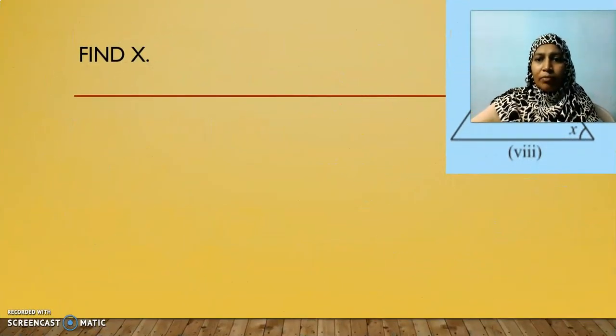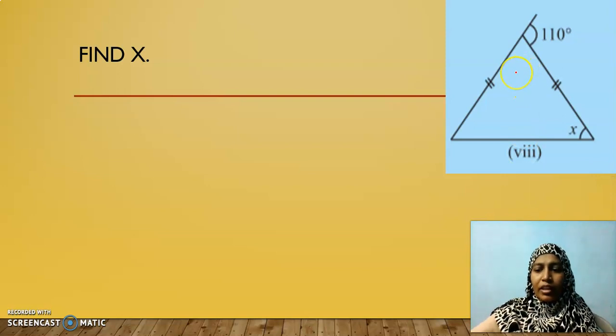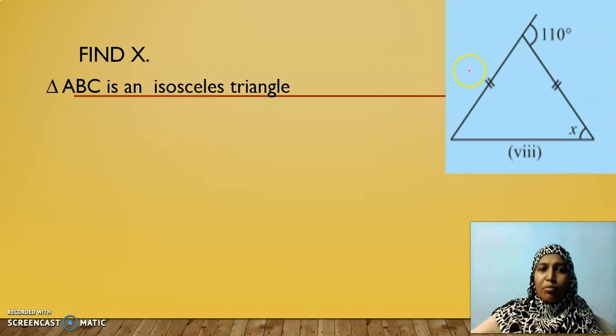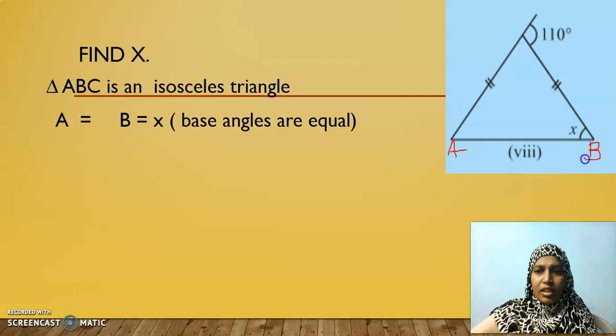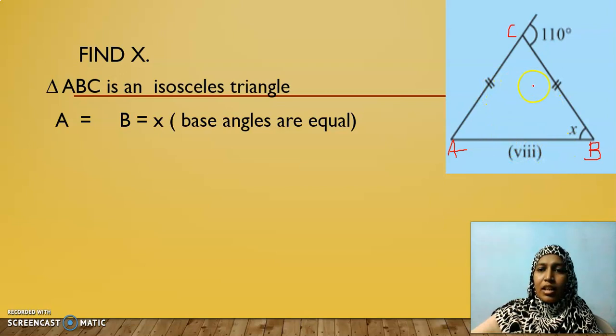Here we have a triangle. I name this triangle ABC. This ABC is an isosceles triangle, and I have it here as A, here as B and here as C. Just by looking at this triangle, I can say it's an isosceles triangle because two sides are equal. What are the base angles? Angle A and angle B are base angles. If this is x, this is going to be x. That's what I have written here.